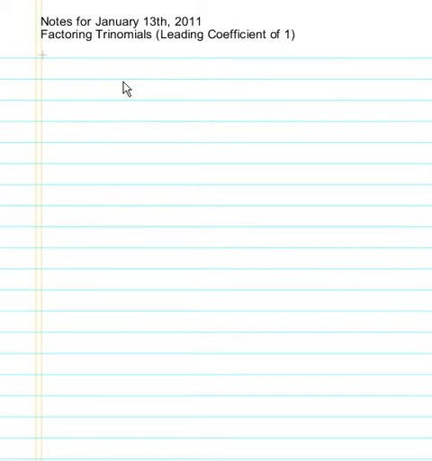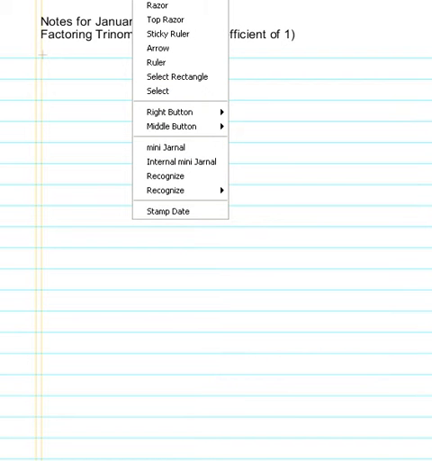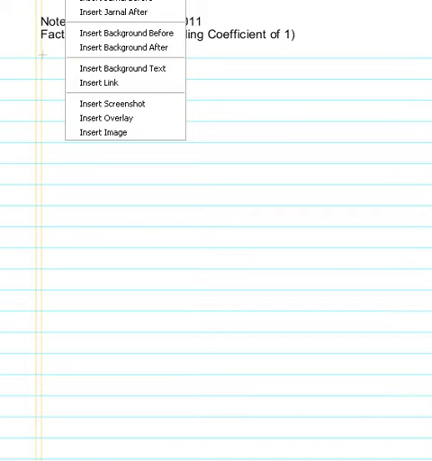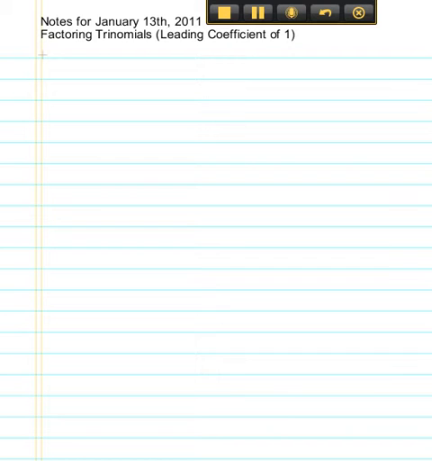First thing I'm going to have to do, though, before I begin typing is I'm going to put down another trinomial, and then we're going to talk about what some of the terms mean. So in my trinomial here, let's take 2x squared minus x minus 6 again.